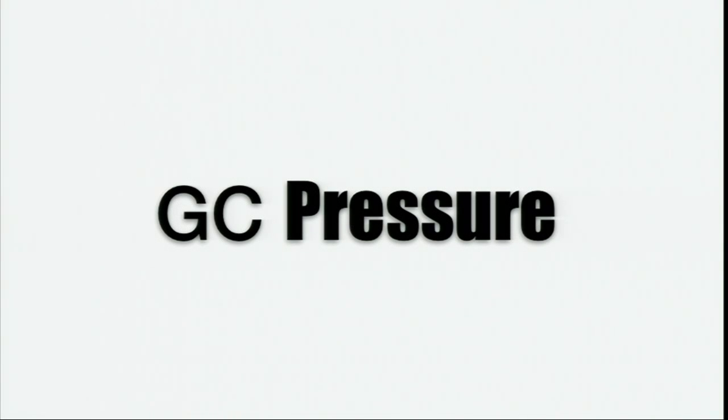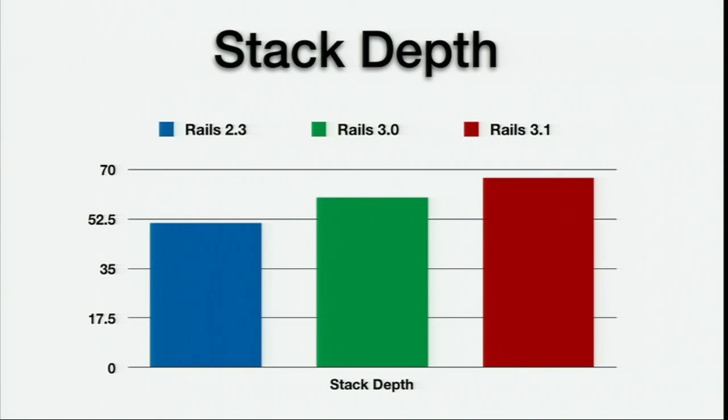But the reason we're putting pressure on our GC is because of stack depth. Every release of Rails is increasing its stack. And the way that Ruby's garbage collector works is it has to scan the stack for objects to collect. So obviously, as our stack gets larger, the garbage collector has to do more work. So maybe it would behoove us to decrease that.